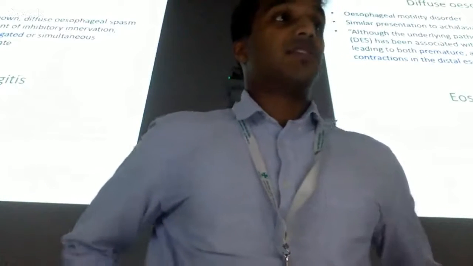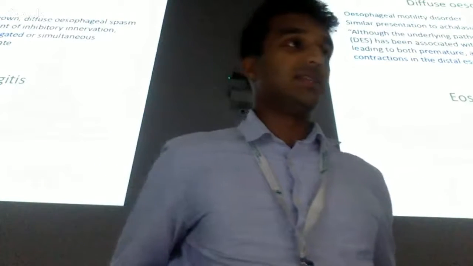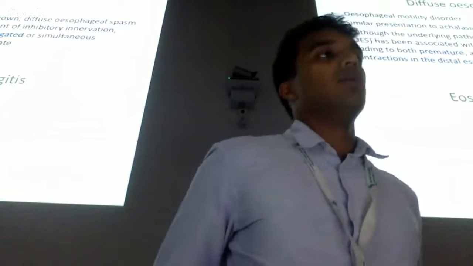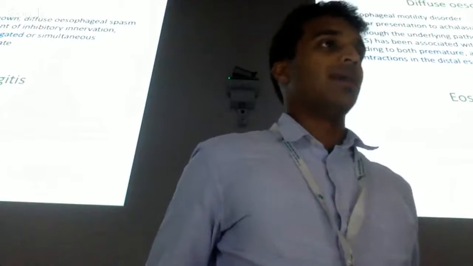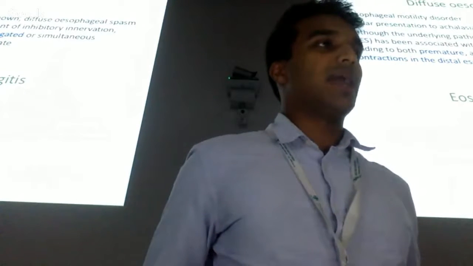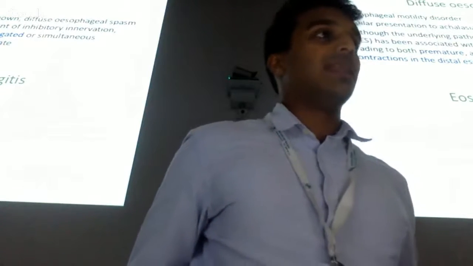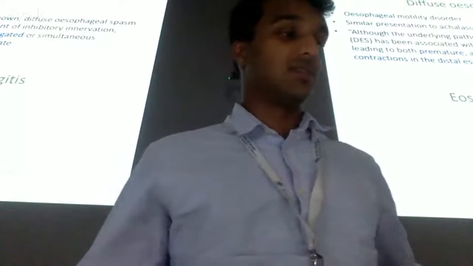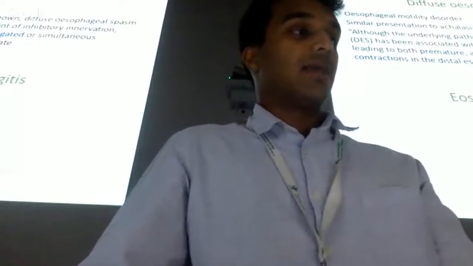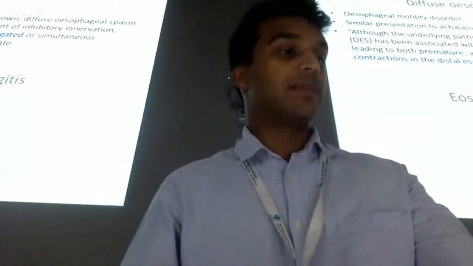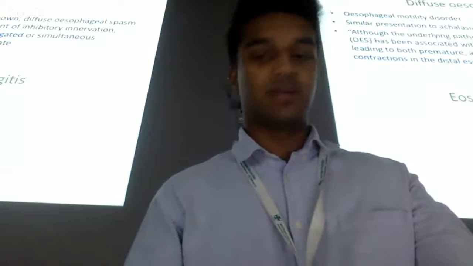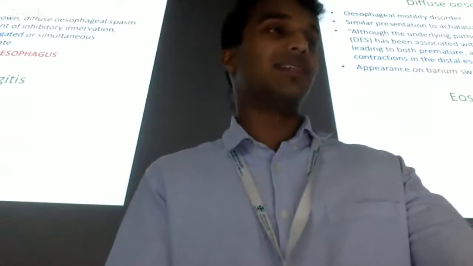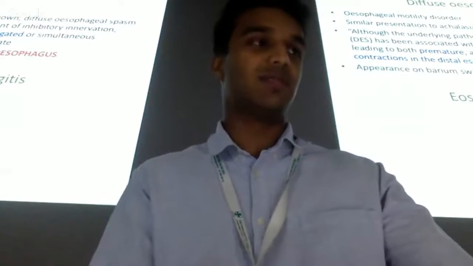Another one is diffuse esophageal spasm. So again, it's a motility disorder, and this was taken from UpToDate, so I'll just read it because it pretty much sums it all up. Although the underlying pathology is unknown, DES has been associated with impairment of inhibitory innervation, leading to both premature and rapidly propagated or simultaneous contractions in the distal esophagus. And it can lead to deposition of fibrous tissue over time. So the appearance on barium swallow is a corkscrew esophagus, and I've got another picture of this.